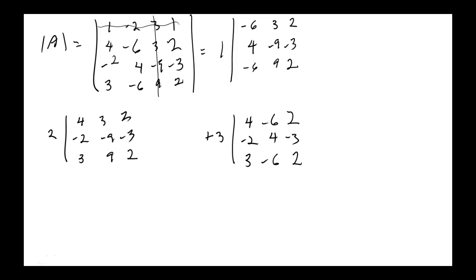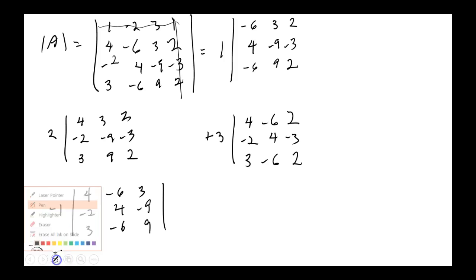Okay, and then the last. Okay, it'll be a negative 1 because that's a negative position there. And when we wipe out that column, what do we have left? 3, negative 2, 4, negative 9. I think that's a negative 9. Yeah, it is. Okay. And a 3, negative 6, 9. Oops, I did it again.